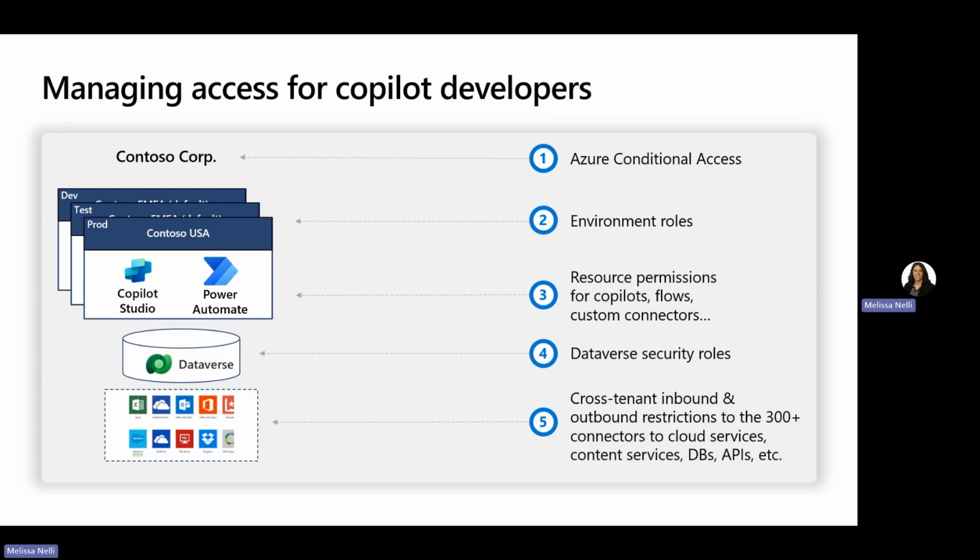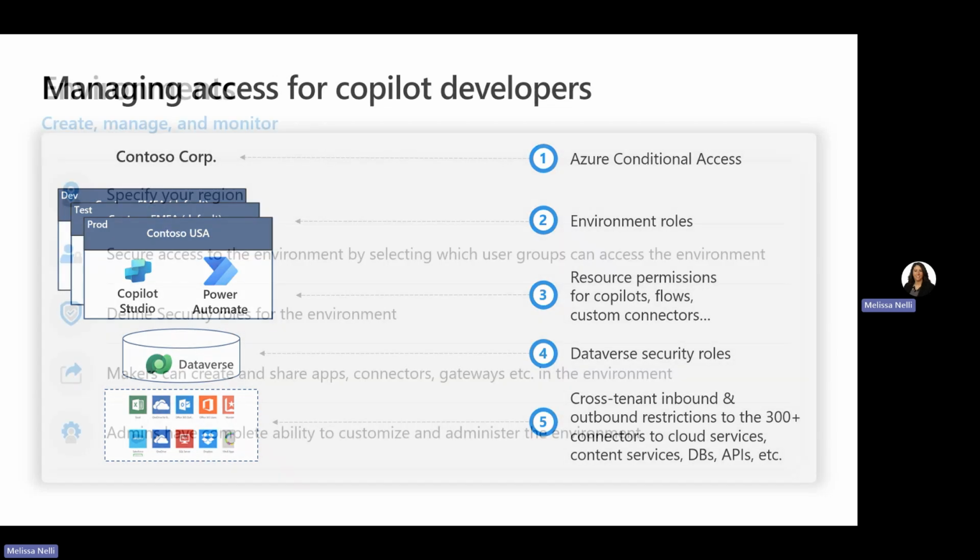At the environment level, you'll have environment roles. So people will have their own roles and responsibilities. But then you also can control resource permissions. So what flows or connectors in the Copilot do individuals have access to? And then what tables do they have access to in the Dataverse? You can set up Dataverse security roles as well. And then also you can determine who has access cross tenants, which I think is a little bit less likely.